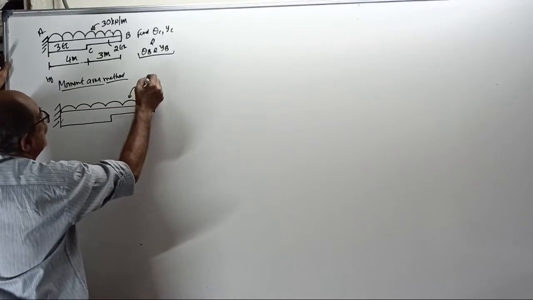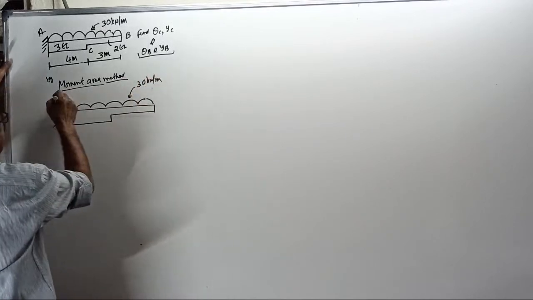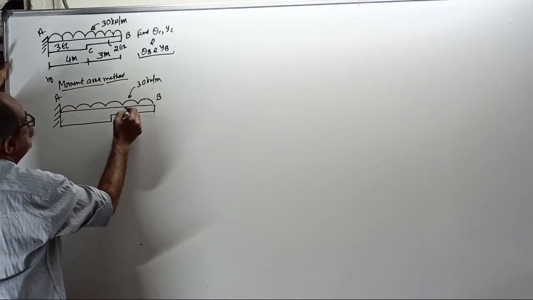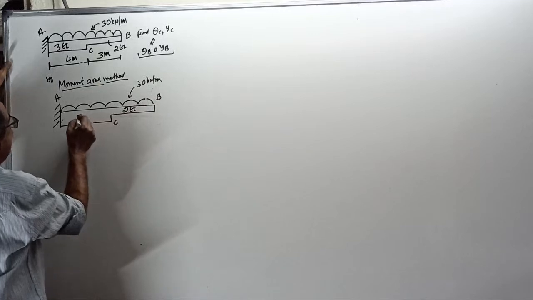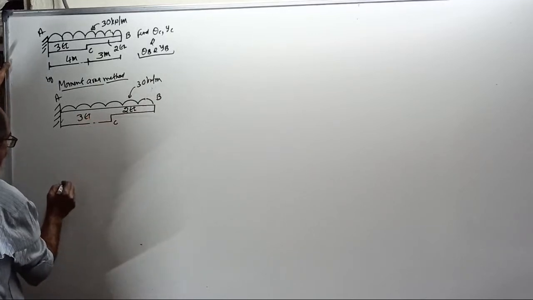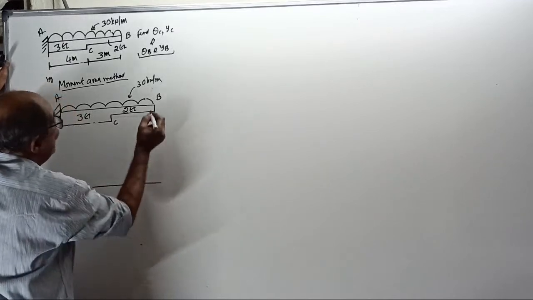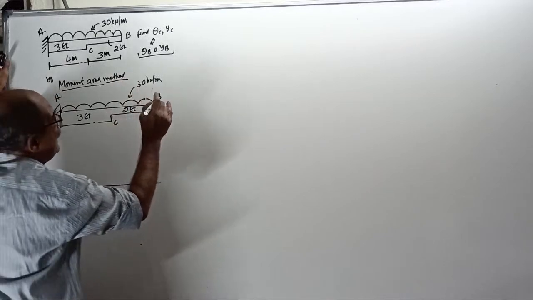30 kilonewton per meter. This is A, this is B, this is C, this is 2 EI, this is 3 EI. Now, draw the bending moment diagram. Okay, I'll write here first. Bending moment diagram. You should write everything I tell.